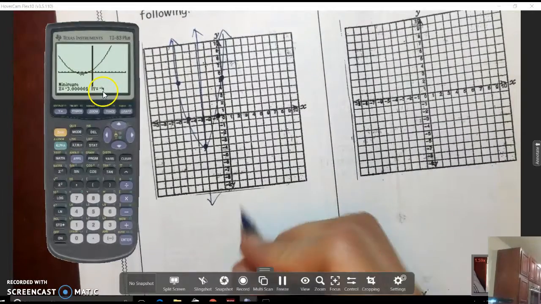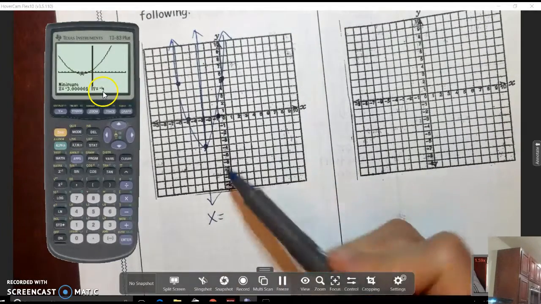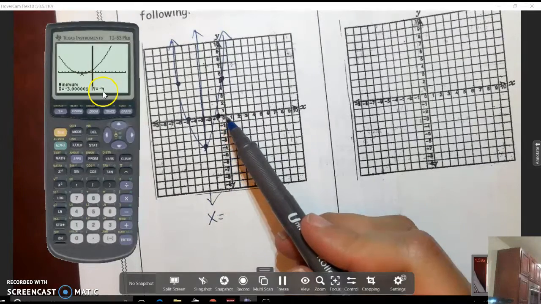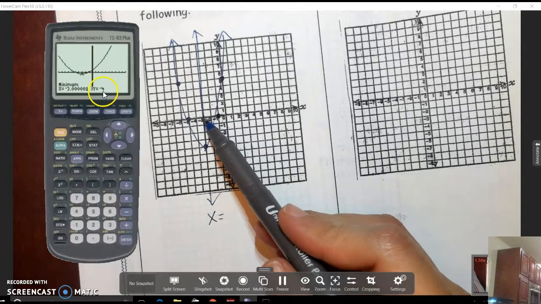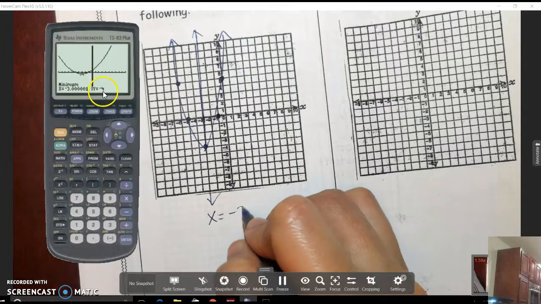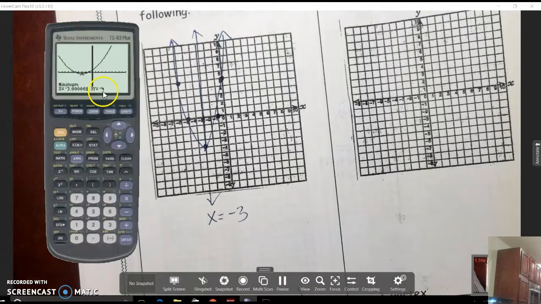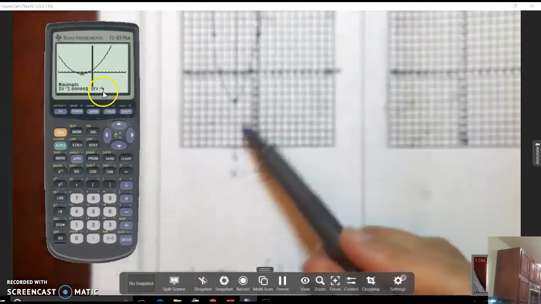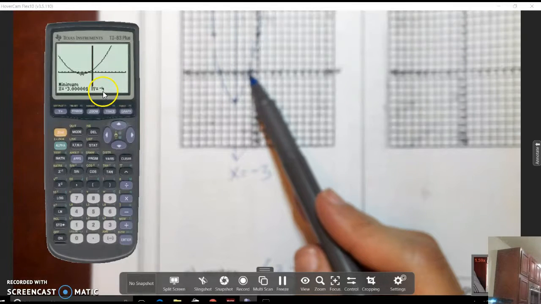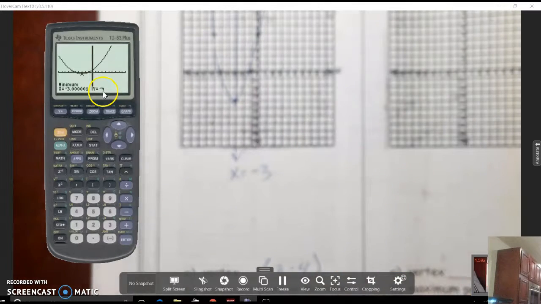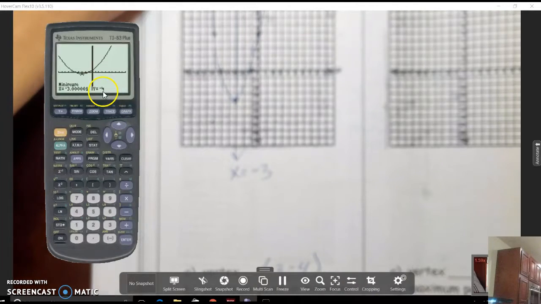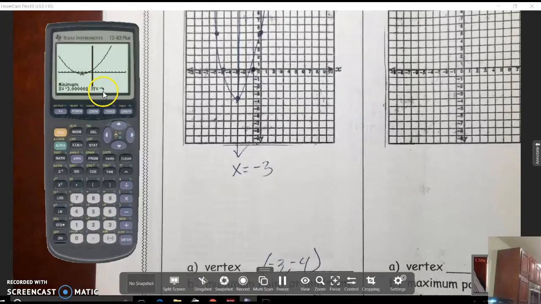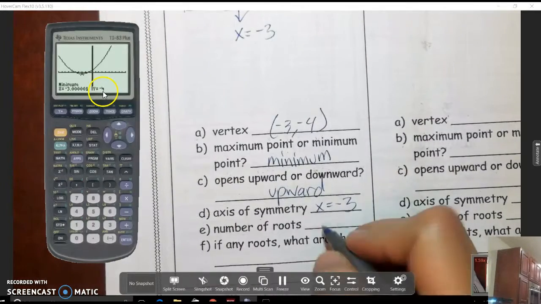And remember, it's a vertical line, so it's going to be x equals a number. And that number is always going to be where it crosses the x-axis. So if this is 0, this would be -3. So it's x equals -3. I have 2 roots. That's the next question, number of roots. I have 2 places where it crosses the x-axis. So that's going to be 2. Okay. So it's going to be 2 roots.